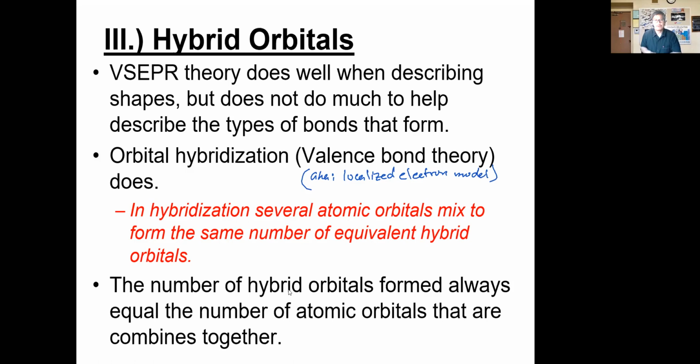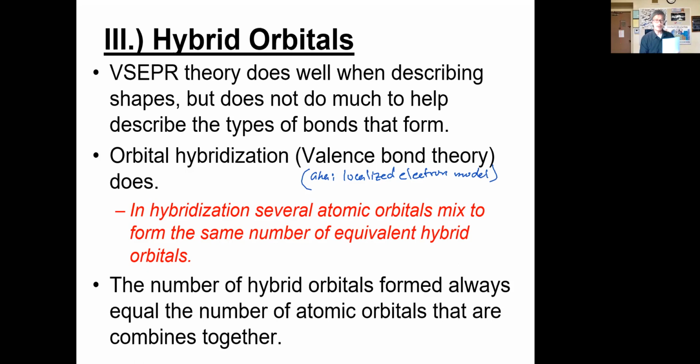And then the last thing you want to remember is that the number of hybrid orbitals, since we are forming them from the atomic orbitals, will always be the same. The number of atomic orbitals that get together to form the hybrid orbitals will be exactly the same as the number of hybrid orbitals. Doesn't make too much sense right now, but bear with me just a little bit. I'm going to show you in just a moment how this works.